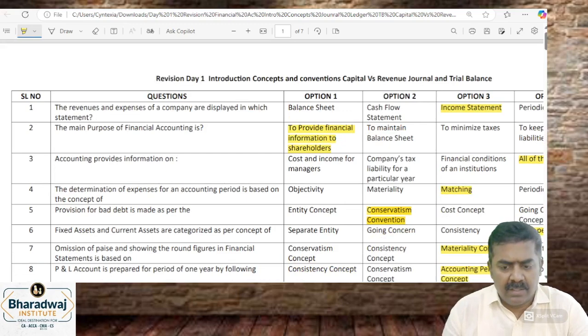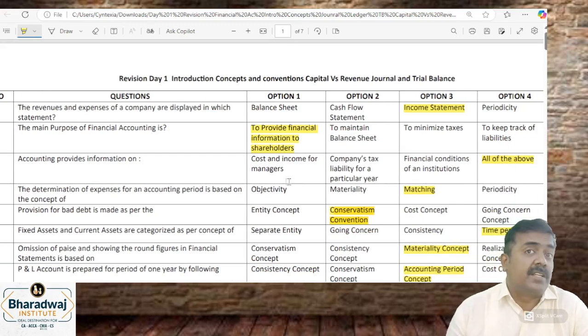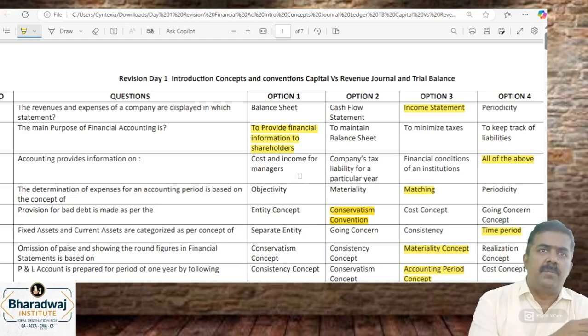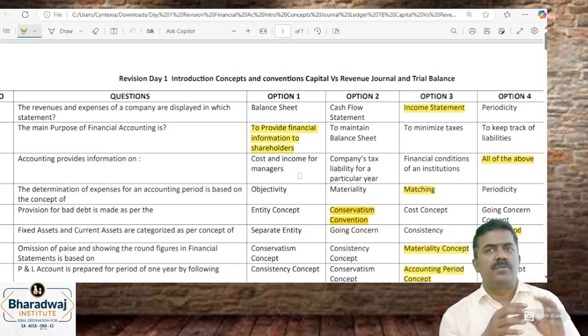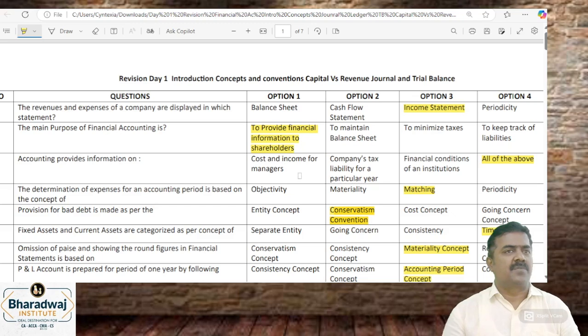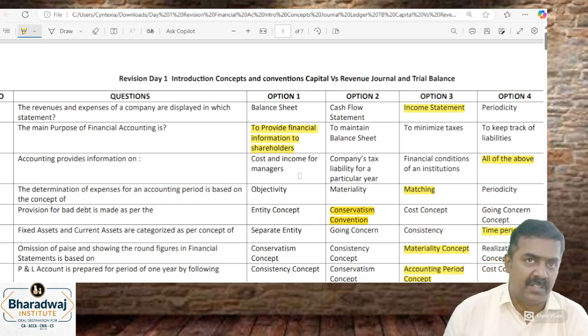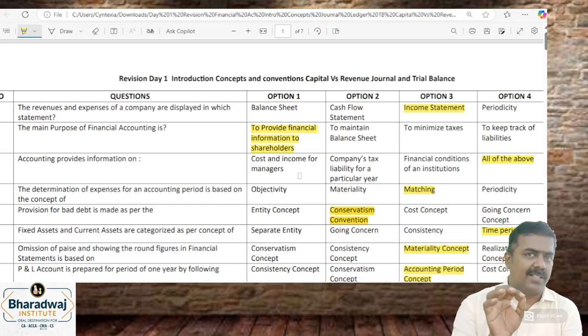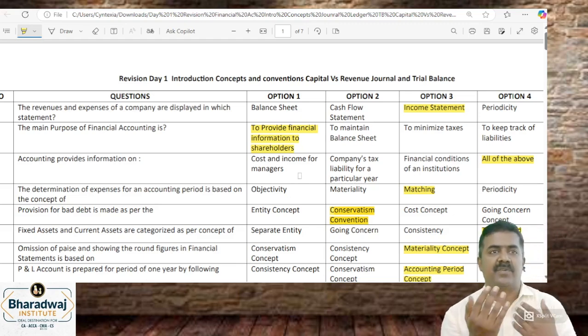What is the next topic? BRS, rectification of errors. While discussing BRS, or before starting BRS, I will also include cash book. Tomorrow we are going to start with cash book. Only when you understand cash book will you understand BRS. Once you understand BRS, we can do rectification of errors. Please remember, reconciliation means analyzing the reason for difference.